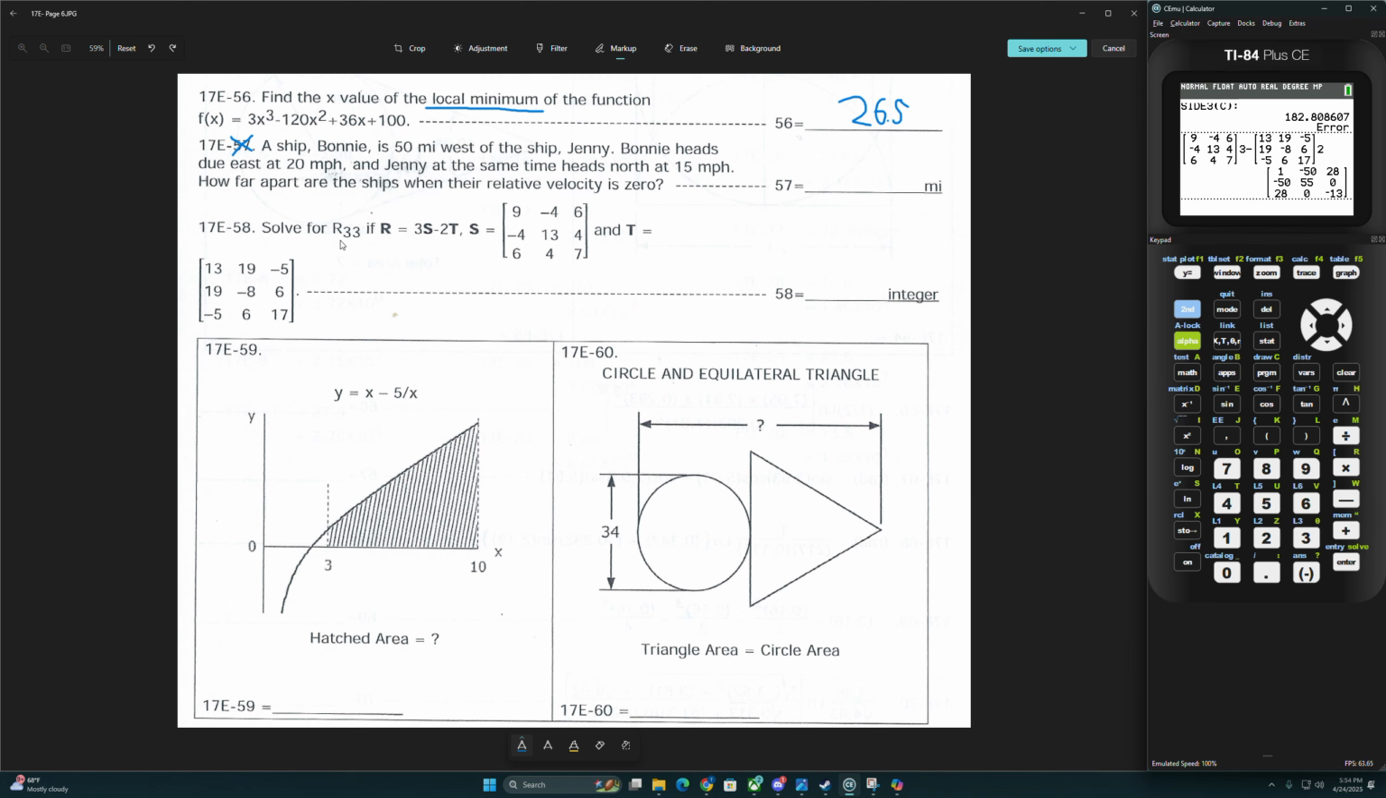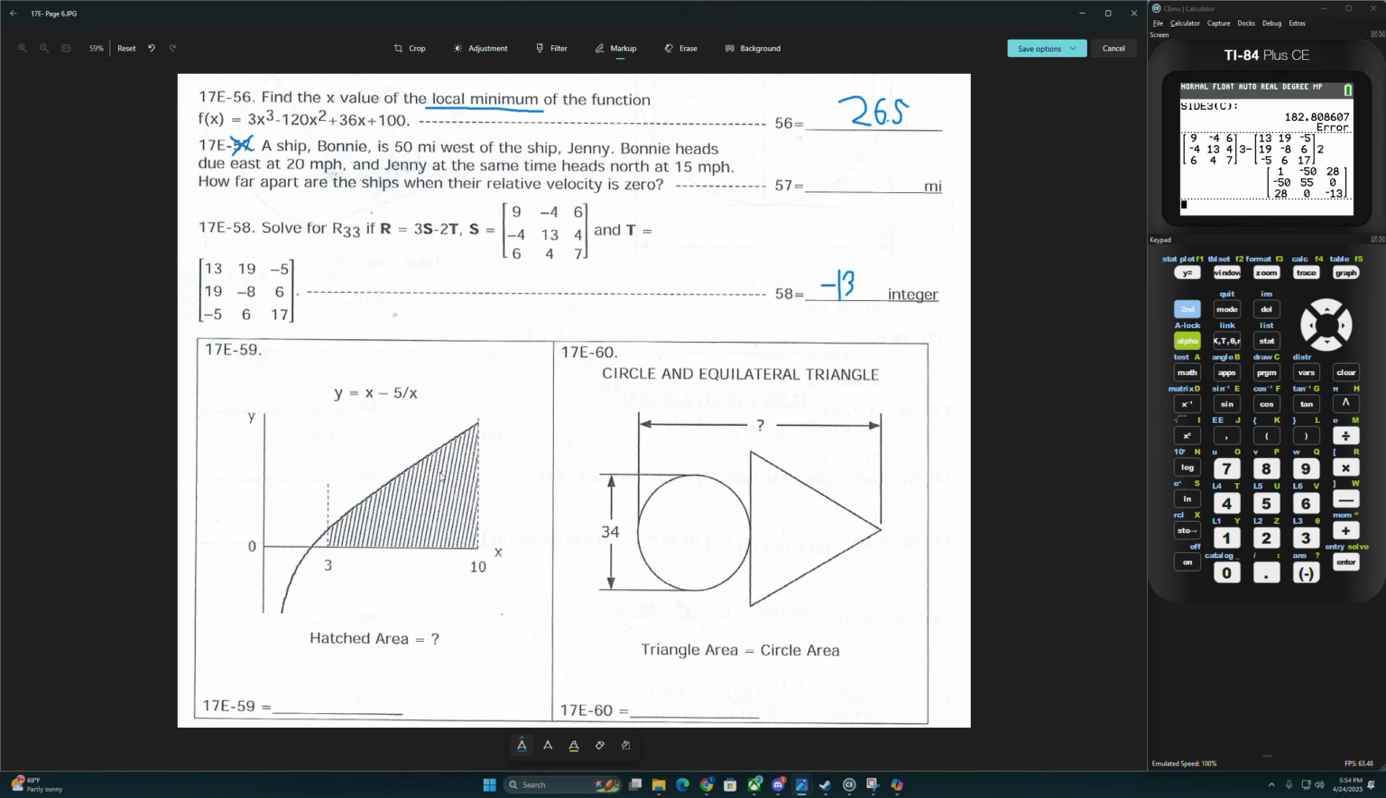And it's asking for R row 3 column 3. So this is row 3, this is column 3. So -13.0. Or I guess since it's asking for an integer, you just do -13. There you have it.